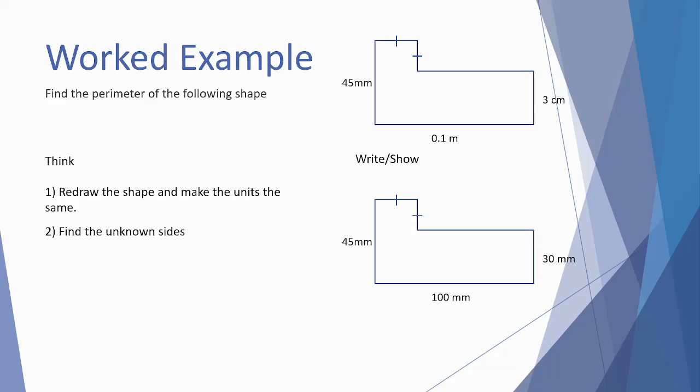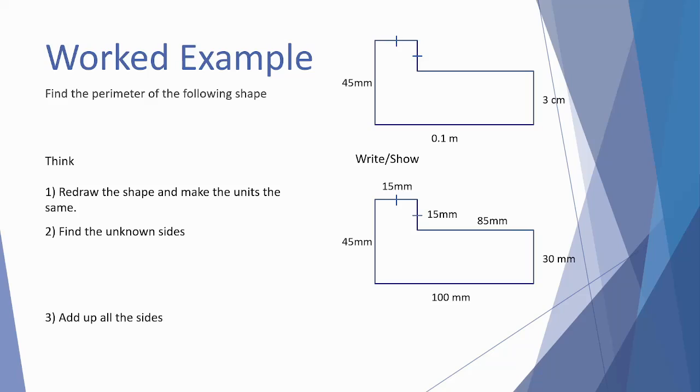Next, I want to find the unknown sides. So we've got three sides that we don't know the length of yet. So my first one would be, I'd be looking at the vertical sides, and I've got a 45 millimeter on one side, a 30 millimeter on the other. And if I take the 30 away from the 45, I'm left with 15 millimeters for that side that's left. Now I know that that side and the top one are congruent, so I can write 15 millimeters for that one as well. And then finally, I can do the same maths and go 100 millimeters minus 15 millimeters to find that last side of 85 millimeters.